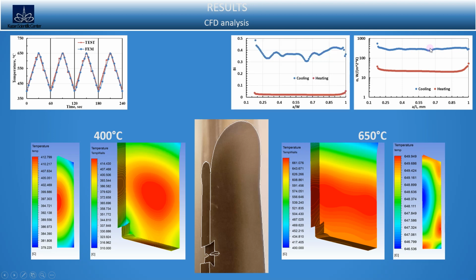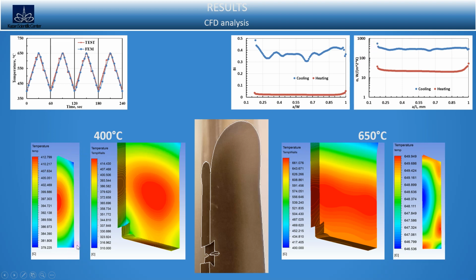The Biot number during cooling reached 0.35, which explains the large temperature range in the specimen cross-section. During heating, the temperature range is about 3 to 5 degrees. During cooling, in the transverse direction, it is about 15 degrees. On the specimen edge, the heat transfer coefficient reached values of 380. This explains the temperature variation in the specimen.